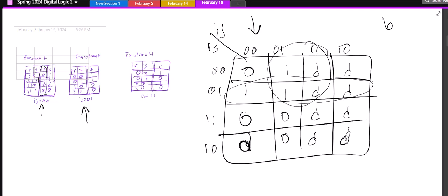And so it looks to me like the best way to get our 3 ones is that group and that group. And so I have that B equals, this group has J equal to 1 and R equal to 0. And this row has R equal to 0 and S equal to 1. So that's our function for B. Now let's get our function for C.